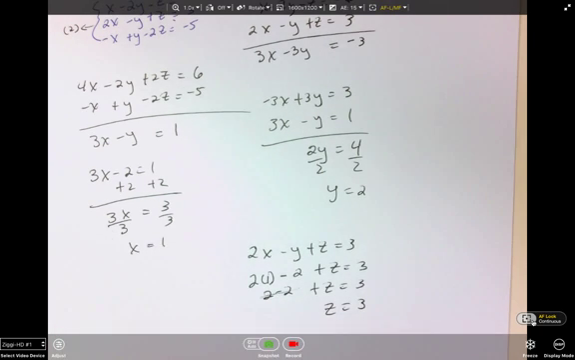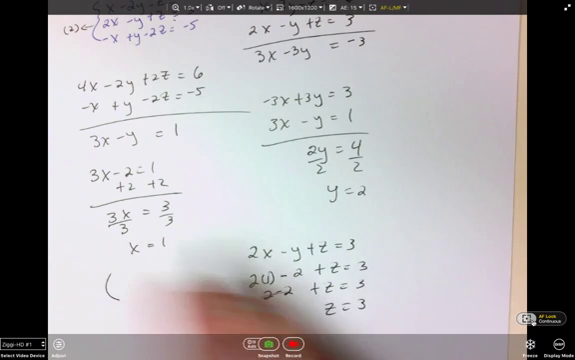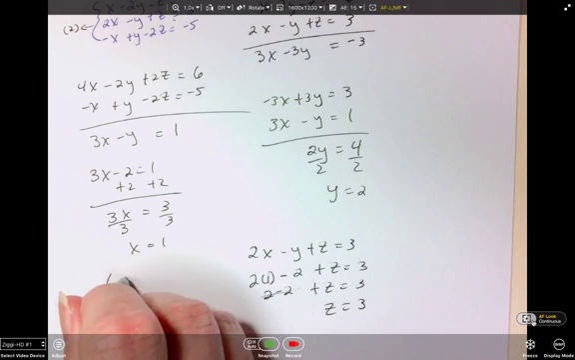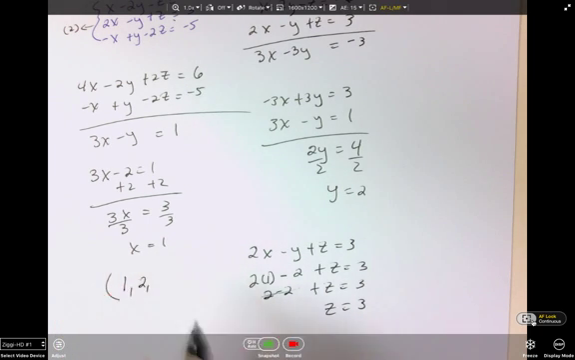So I'm going to put those in an ordered pair. They will not always go in numerical order like that, but I've got 1, 2, and 3, and that's because I have x, y, and z. You need to put them in order not of the numbers, but of the variables. X comes first, y will be the second one, and z will be the third one.